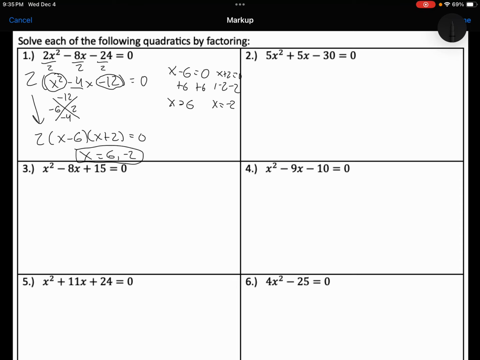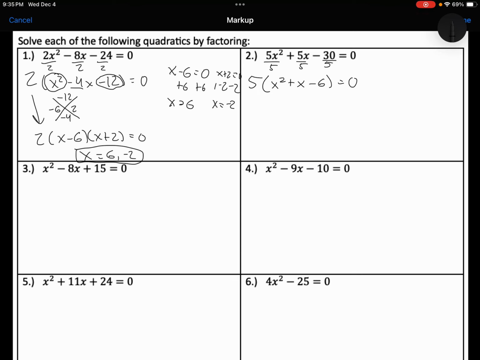For number 2, I can do something very similar. I need to see if there's anything in common with each of these 3 terms that I could take out, and these all have a 5 in common that I could take out. So if I divide each of these by 5, I'm going to get x squared plus x minus 6 equals 0.